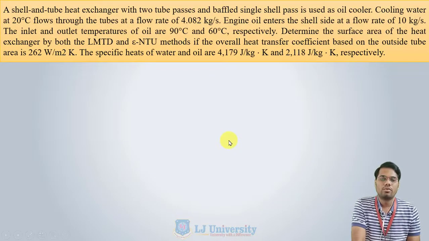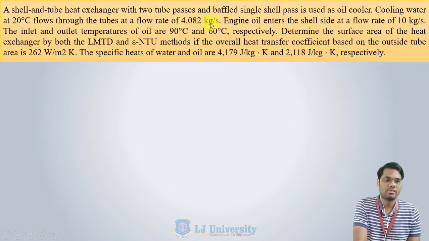Now to better understand NTU method, let's solve one numerical. A shell and tube heat exchanger with two tube passes and baffled single shell pass is used as oil cooler. Cooling water at 20 degrees Celsius flows through the tube at flow rate of 4.082 kg per second. So this is flow rate, this is the temperature. We still don't know if this is a hot fluid or cold fluid.